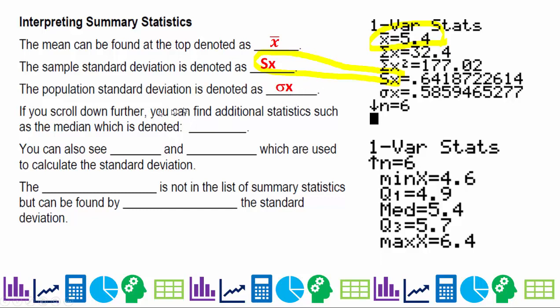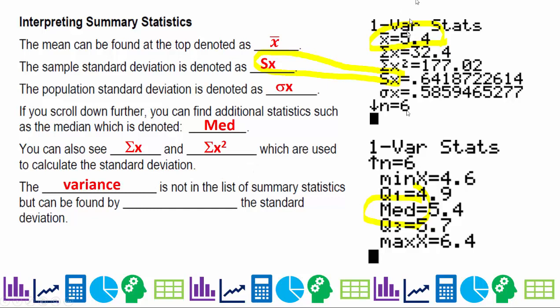If you scroll down further, you can find additional statistics such as the median. So this would be, if you arrow down from this screen, there are more statistics down here. You can also see the sum of x up on top and the sum of x squared. And those are actually used to calculate the standard deviation in a shortcut formula, which I haven't shown you.